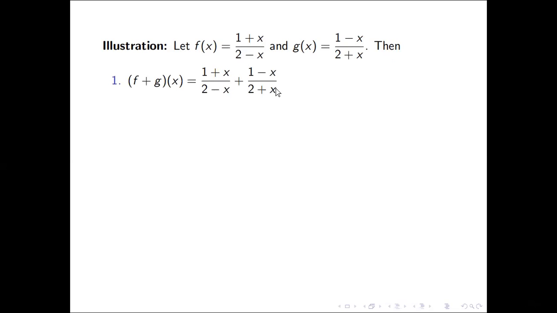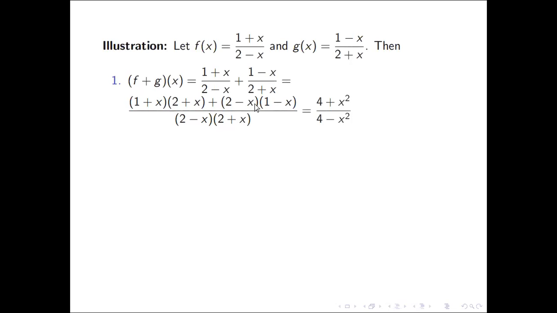You will be taking the LCD, which is 2 minus x times 2 plus x, and then you divide by the denominator times the numerator, for each term. You'll be having this one on the entire numerator. And you just simplify the numerator, you get this one. So you just add. And similarly, we do it for the other operations.